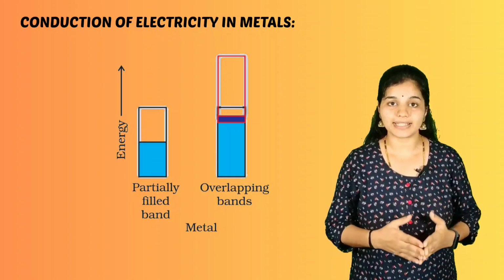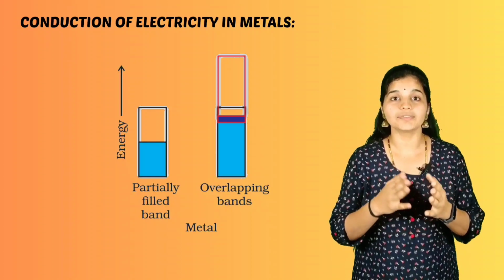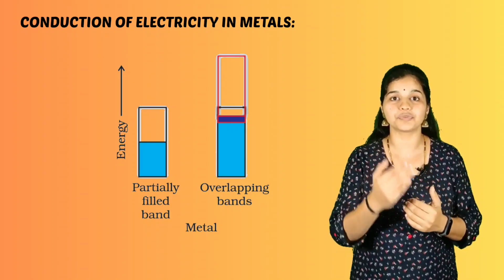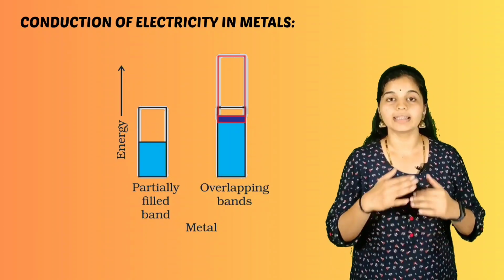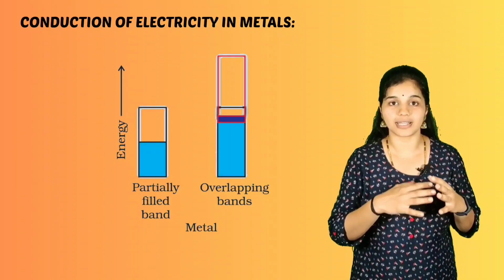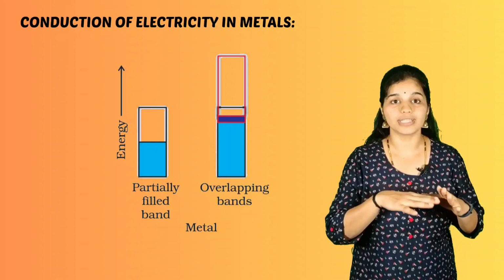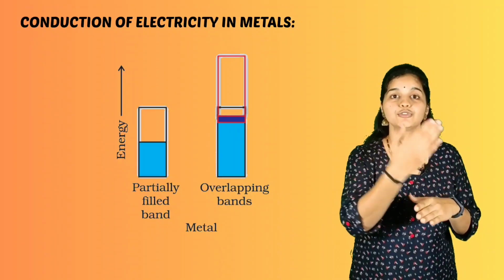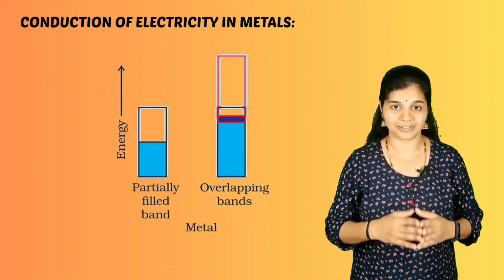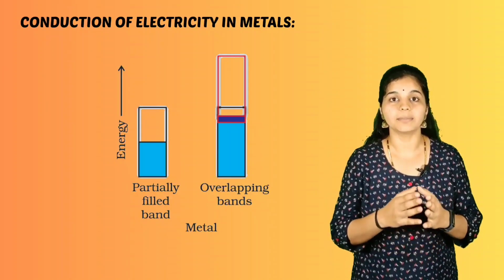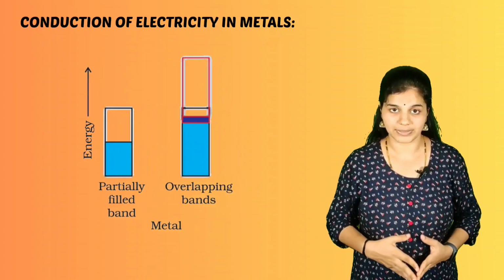If the valence band is partially filled, or if the valence band overlaps with the higher energy unoccupied conduction band, then the free electrons that are present can flow easily from the valence band to the conduction band under the application of an electric field. And this is how metals show conductivity.